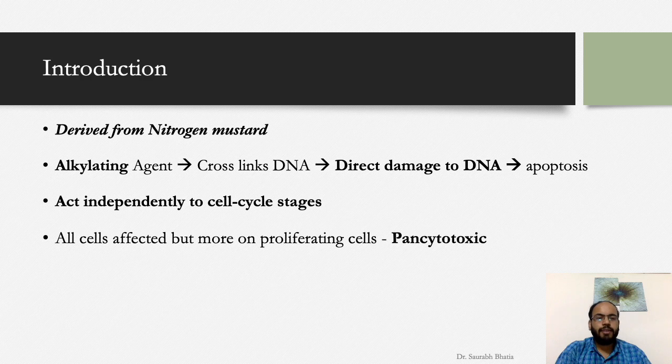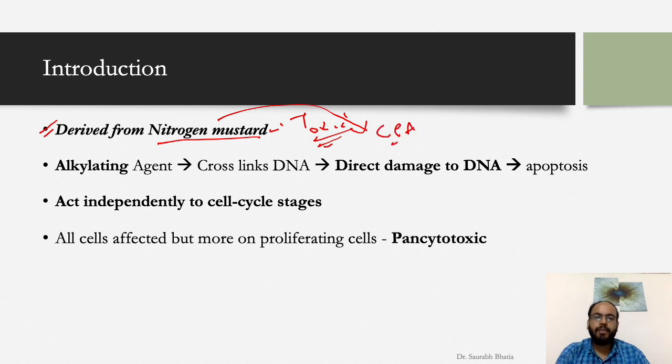Now, cyclophosphamide is derived from nitrogen mustard. Nitrogen mustard is a very toxic substance. It has been used previously in various wars, and it's a pharmacological ancestor of cyclophosphamide. So, cyclophosphamide is derived from nitrogen mustard.